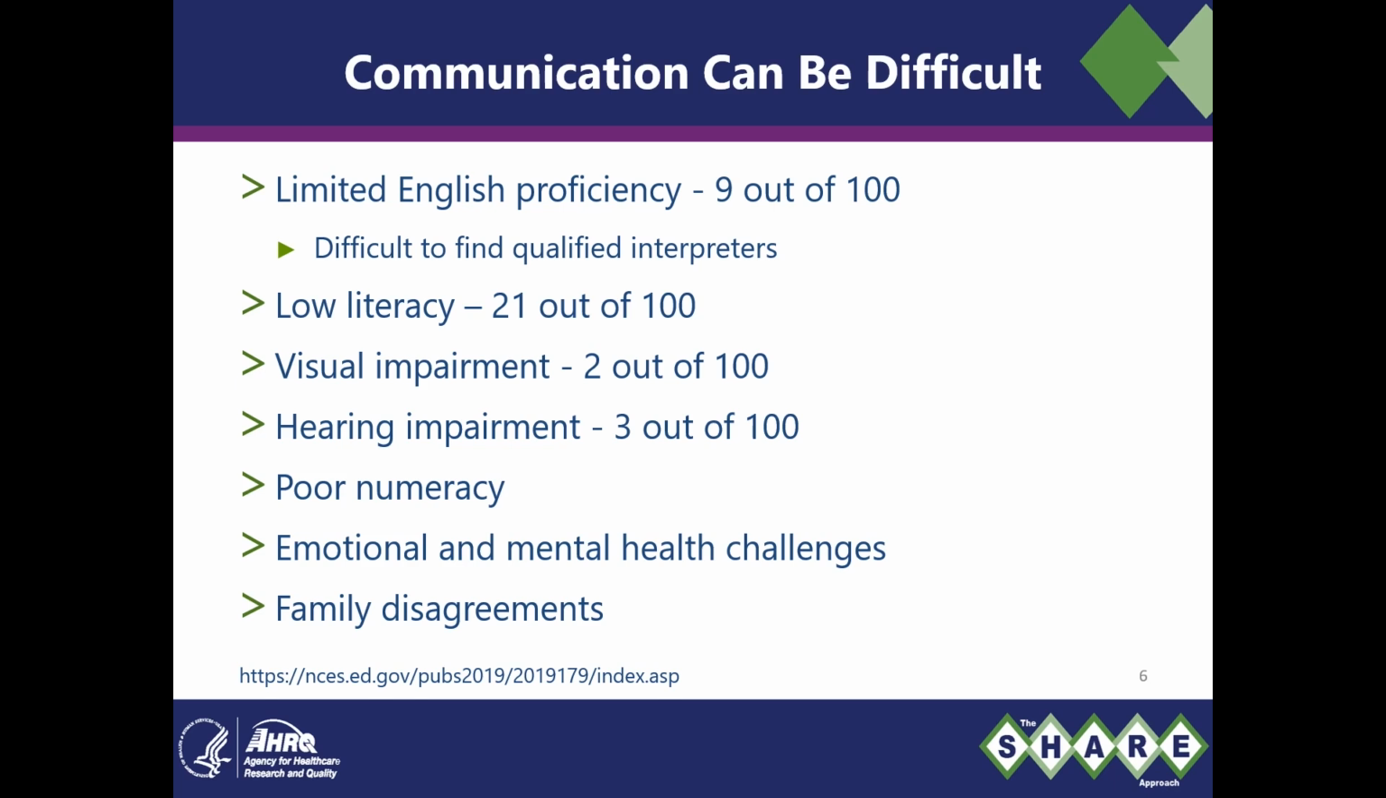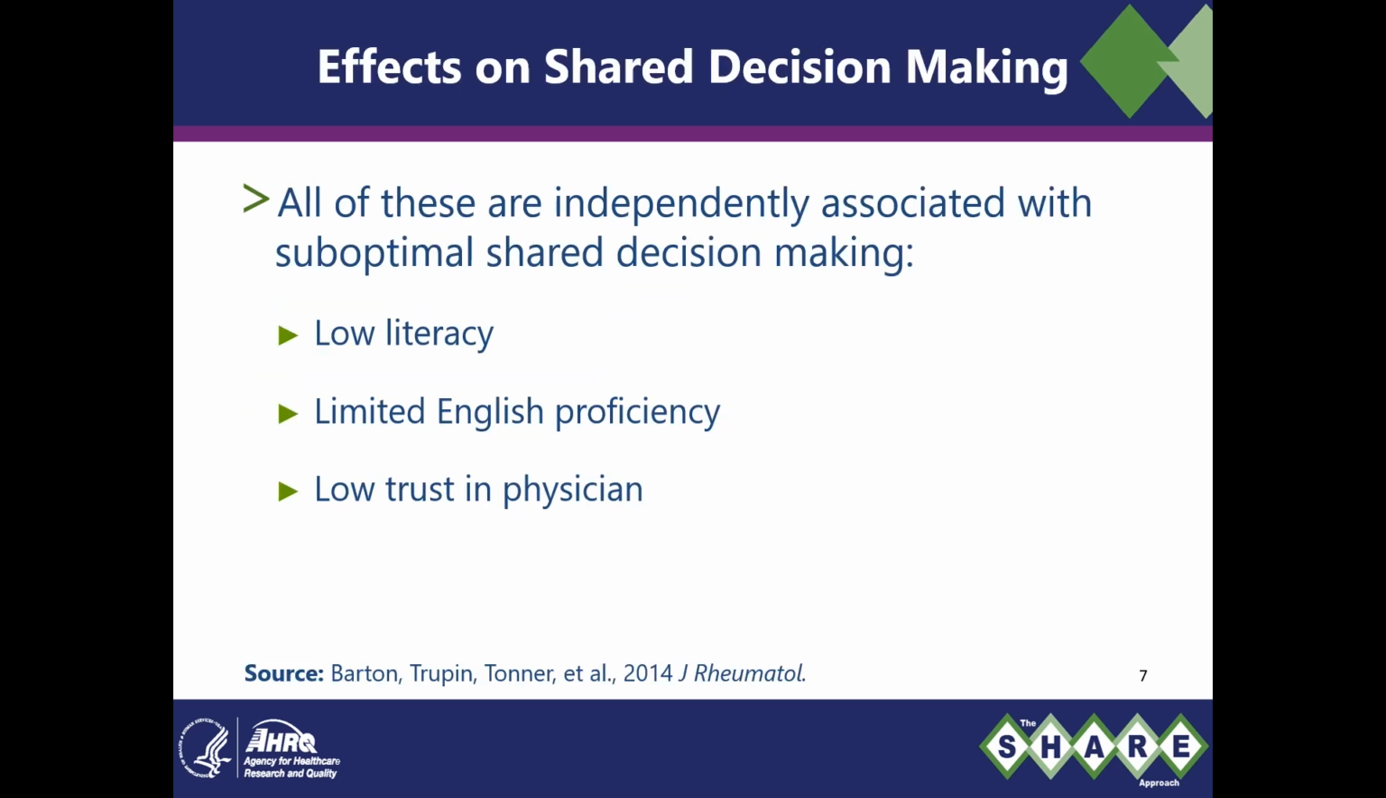In addition, there are emotional and mental health challenges, as well as family members who do not always agree with the patient's choices. As part of this training, we don't want to imply that overcoming barriers is easy. While we offer some solutions, we want to acknowledge that communication is one of the single hardest parts of being a clinician. Further, many of these communication challenges are also associated with suboptimal shared decision-making when studied in controlled settings. Low literacy, limited English proficiency, and low trust in physicians in particular are all independently associated with suboptimal shared decision-making.